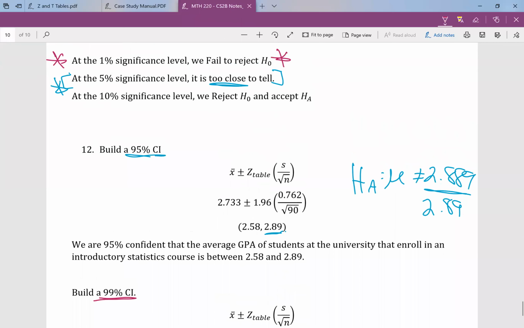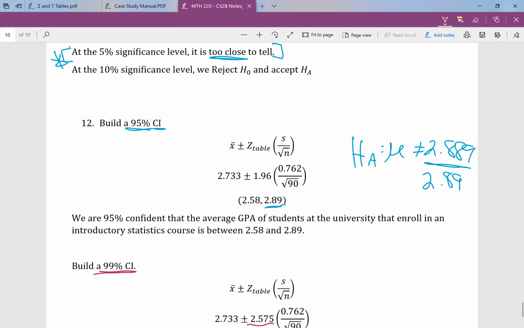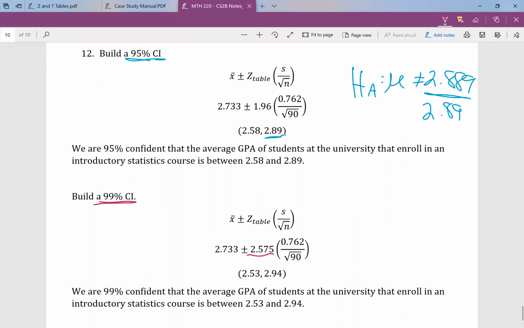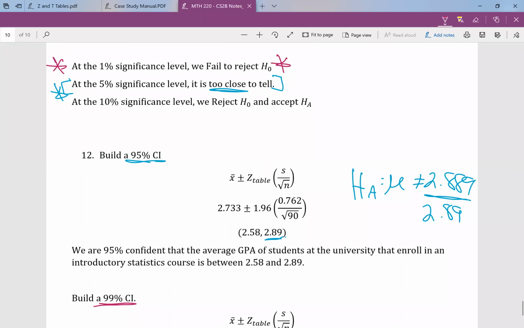At the 1% significance level, we fail to reject H0. We do not have evidence that the mean is different from 2.889. And look, 2.889 is within this confidence interval. So if mu is within the confidence interval, then it's not different from 2.889, which is what we concluded at the 1% significance level.